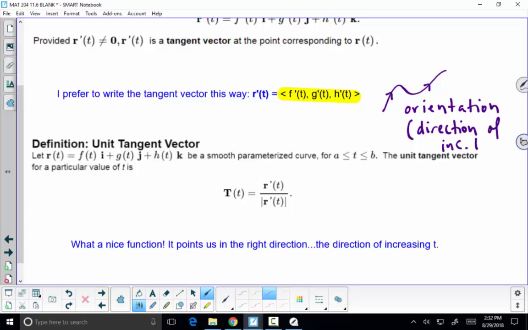Direction of increasing t. The tangent vector, not the unit tangent, will point in the correct direction. It tells us which direction the curve is being plotted. It gives us the direction of increasing t.